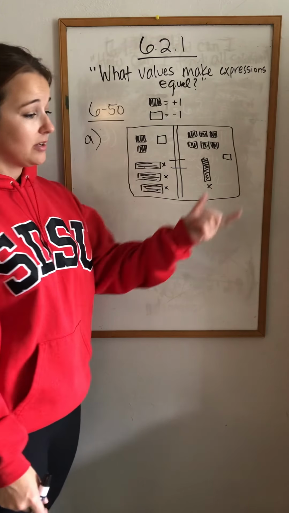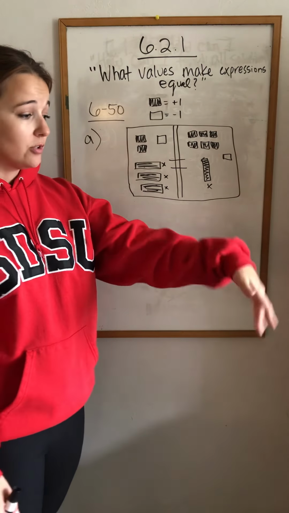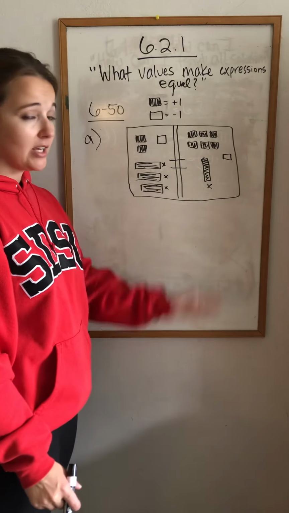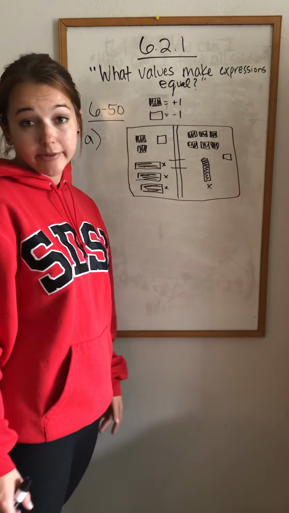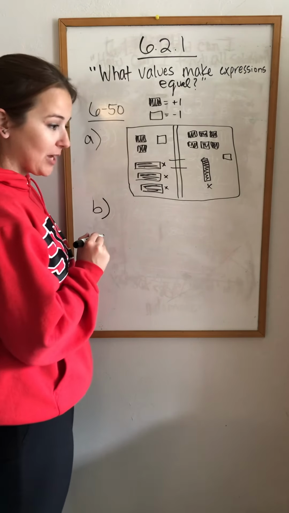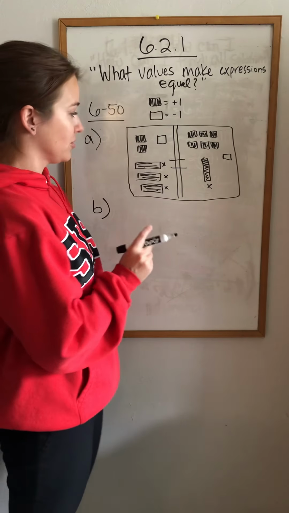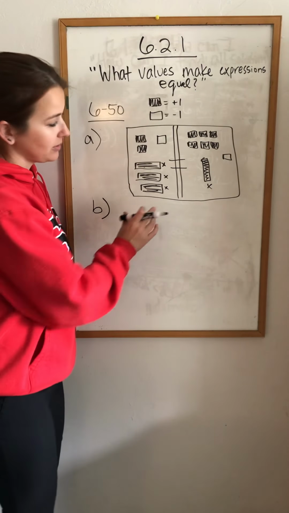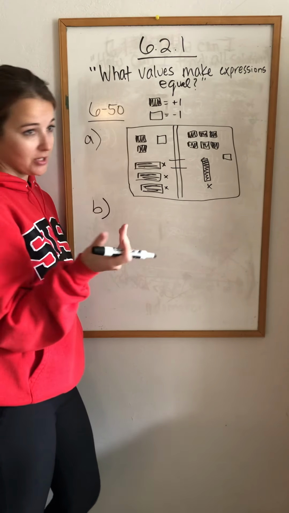So either draw it, or use your e-tool. We don't have any algebra tiles, unfortunately, but we don't really use them anyway in class. So for part B, on your paper, record the original equation. Now we're going to represent it with symbols, like variables and numbers.